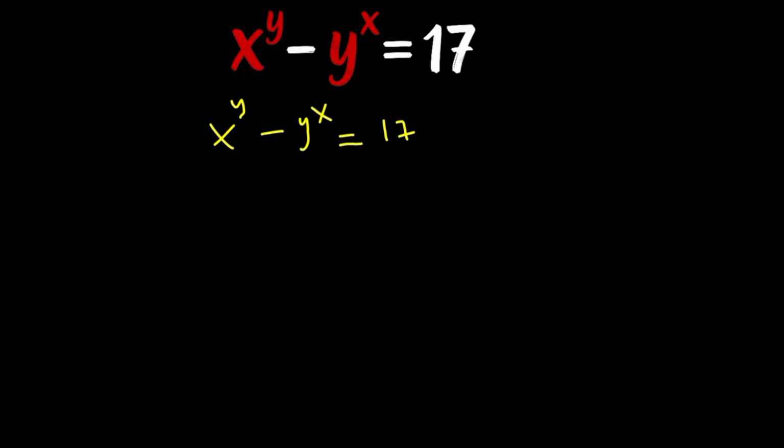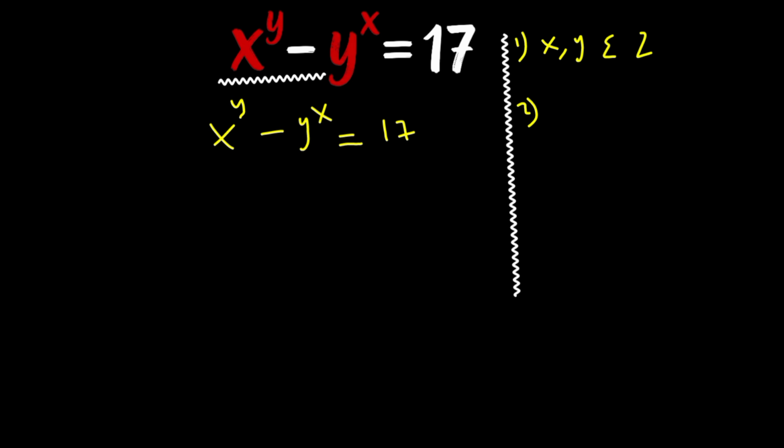So guys, before we continue, let us try to state the domains of x and y. First of all, x and y are integers. And also, due to the nature of the equation, we can see that x and y cannot equal 0. If we have x to be 0, for example, we have 0 to the power of y minus y to the power of 0, and that is going to give us 0 minus 1, which does not equal 17. Therefore, x cannot be equal to 0.